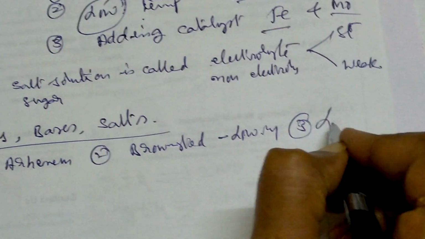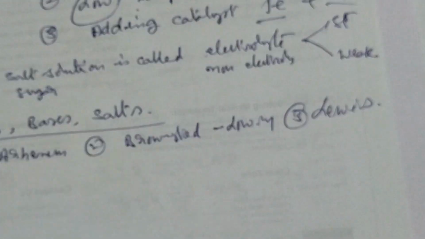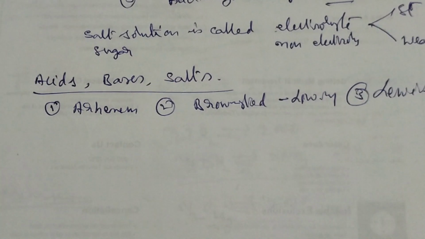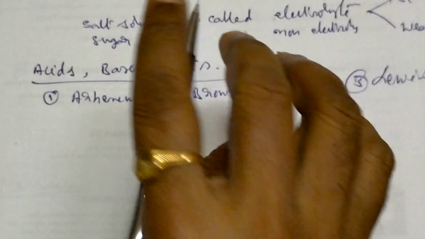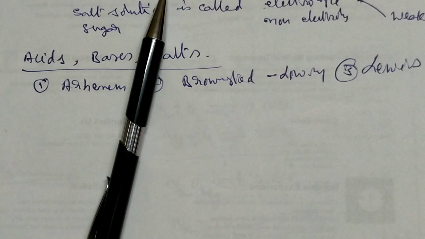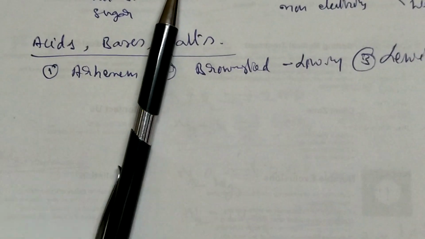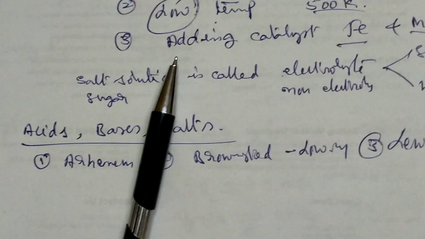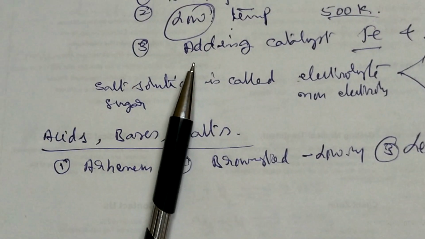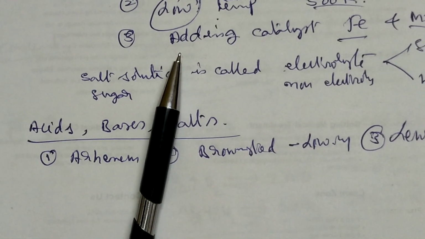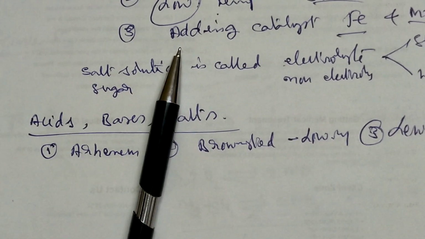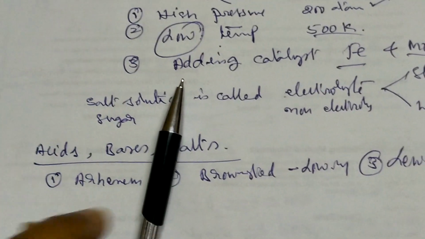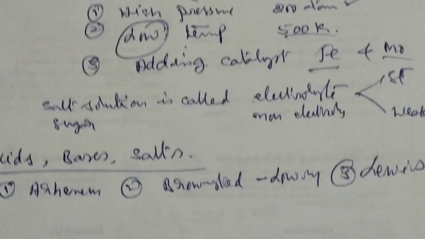The third fellow is Lewis. Like this, there are three theories of acids and bases. Interestingly, in the stomach, whenever you eat regularly at a particular time, lunch or breakfast or whatever it is, around 1 to 1.5 liters of hydrochloric acid is generated through secretions for digestion. So that is an acid.